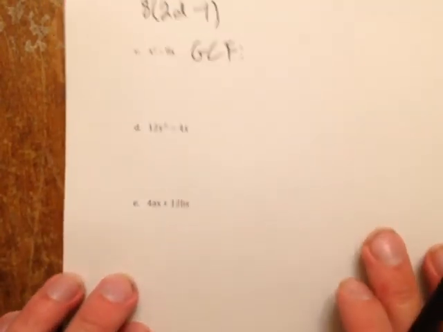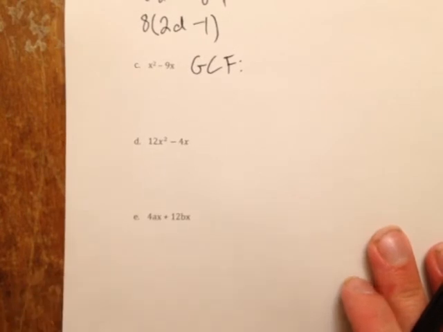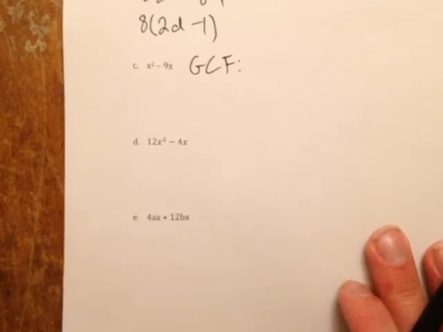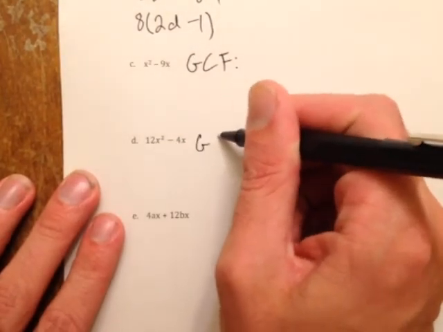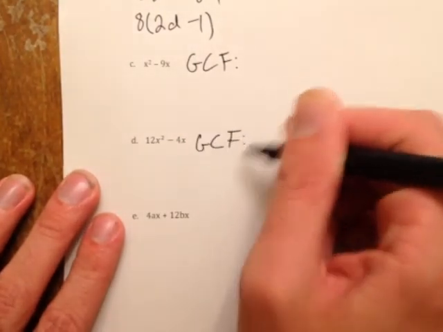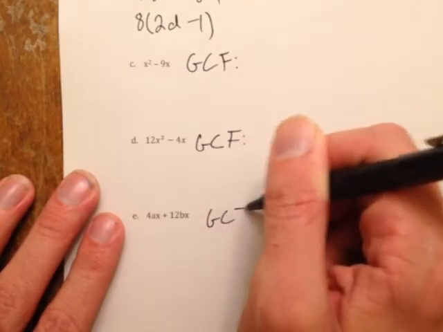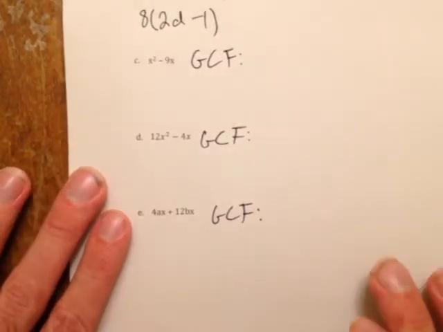Why don't you just try the next 3 on your own? I think you can do it. So give it a try, and then we'll go through them one by one. Alright, I'm assuming you've done that. And let's label some GCFs. I'm going to label my GCFs in all 3 first.